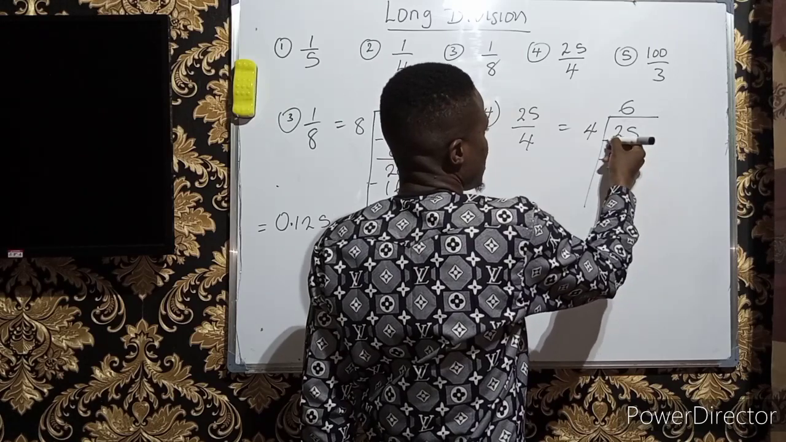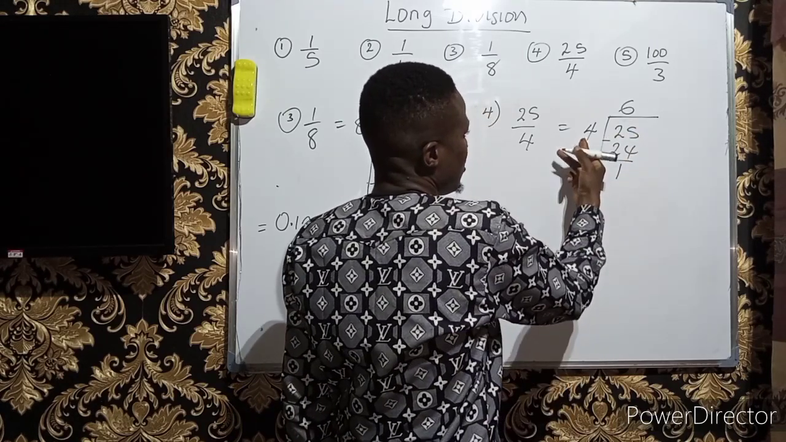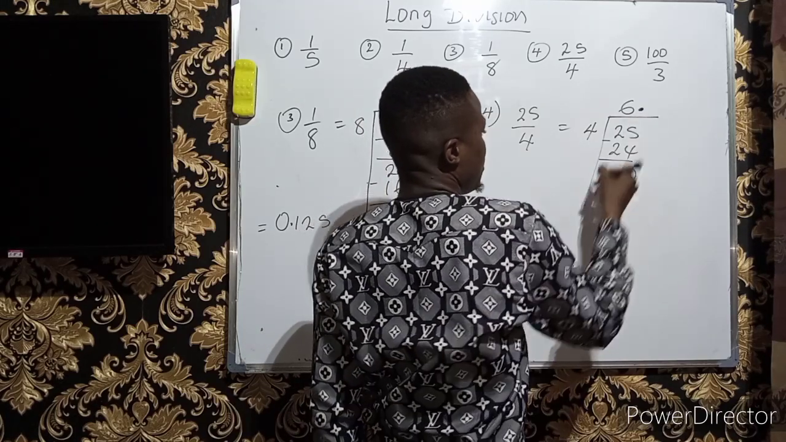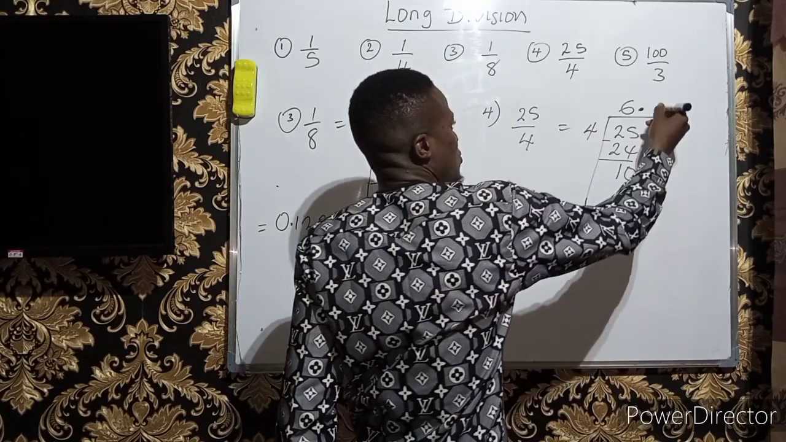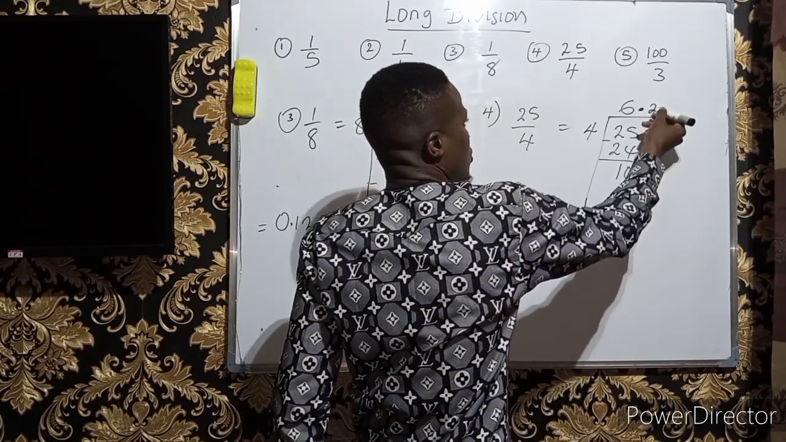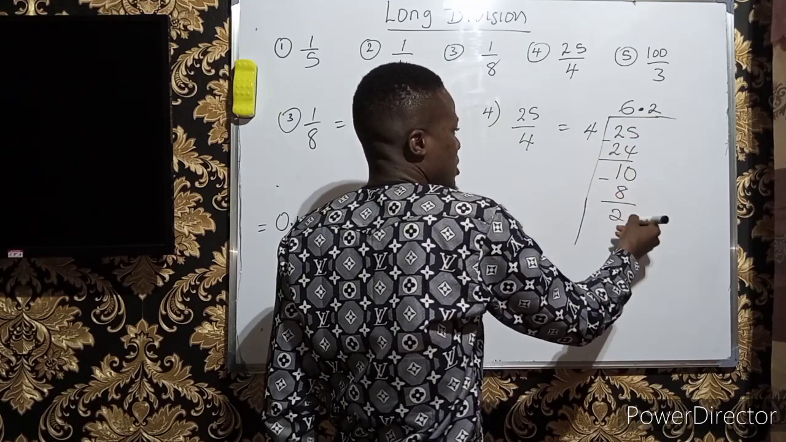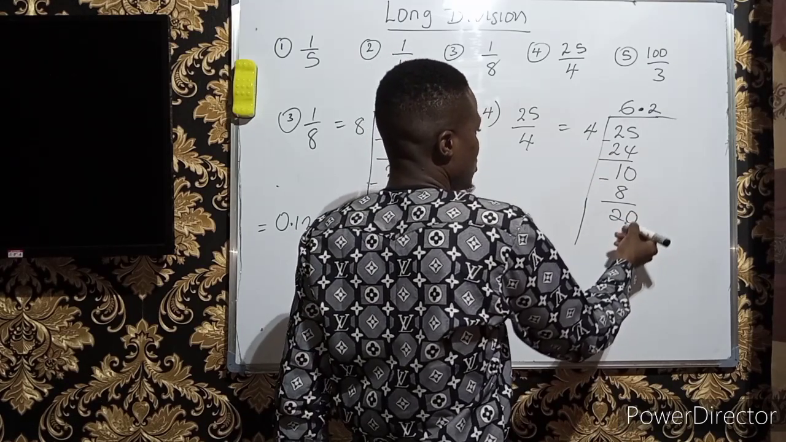Now you have to subtract. 25 minus 24 is just 1. This time around, 4 cannot divide 1. You add 0. Because you added 0, put a point. Now 10 divided by 4 will give us 2. Forget the remainder. 2 times 4 again is 8. When you subtract, you are getting 2. 4 cannot divide 2, because of that you add 0.